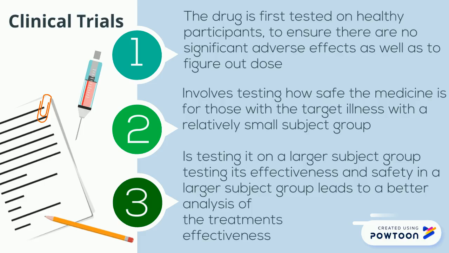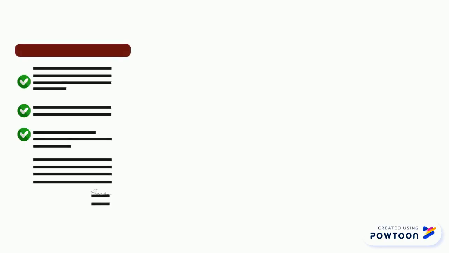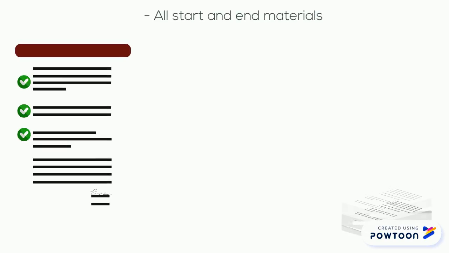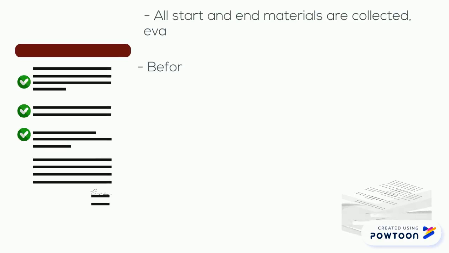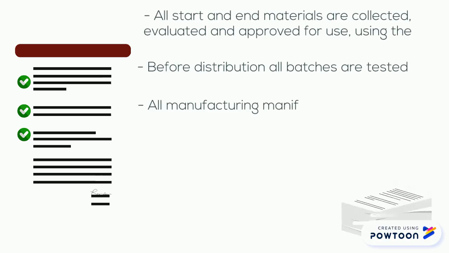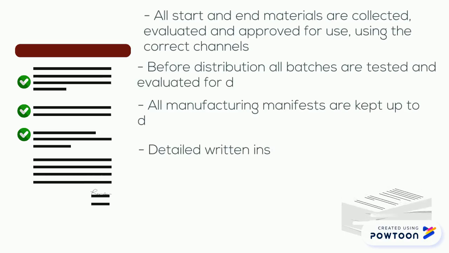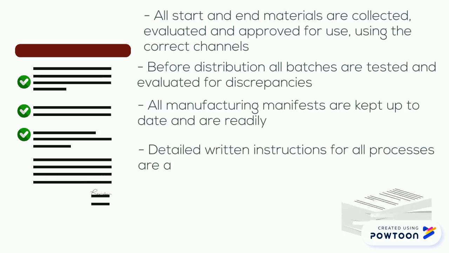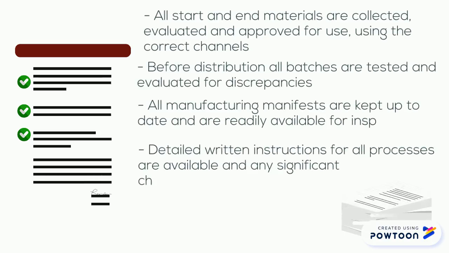Phase 3 clinical trials are then evaluated by the Therapeutic Goods Administration and must meet the minimum requirements. They must also keep to those levels of requirements with regular inspections and reviews that include but are not limited to: all start and end materials are collected, evaluated, and approved for use using the correct channels. Before distribution, all batches are tested and evaluated for discrepancies. All manufacturing manifests are kept up to date and are readily available for inspection. Detailed written instructions for all processes are available, and any significant changes are made and approved before introduction.